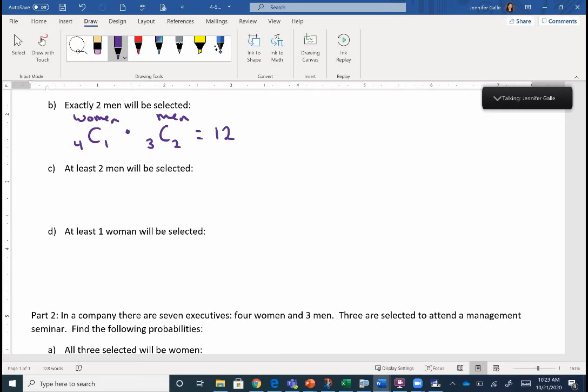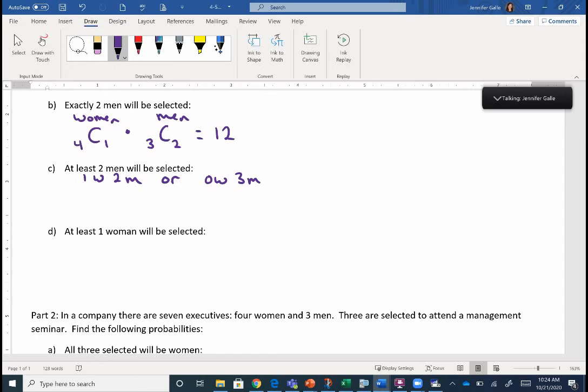At the very least, I said, write down what at least 2 men means. What does it mean? 2 or more. So in this situation, that means 2 or more. So if we have 2 men, we need 1 woman, 2 men. Or we need 2 women and 0 women, 3 men, right? So that's what at least means. You guys said 2 or more.